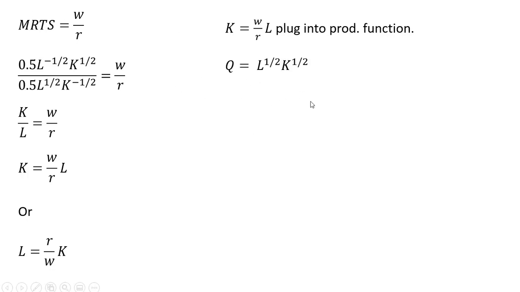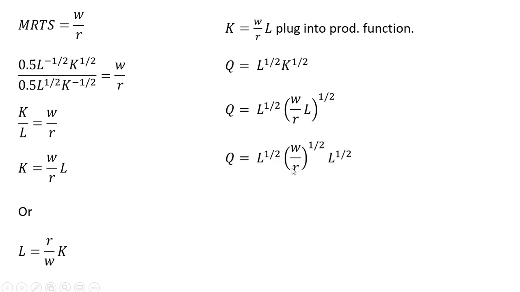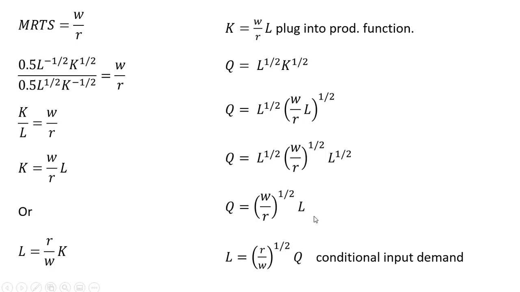Here's our production function. Where we have K, we're going to replace it with this term up here. And now we're going to simplify. And simplifying some more, L to the 1/2 times L to the 1/2 is just L. Simplifying a little bit more, we have what is called the conditional input demand for labor.